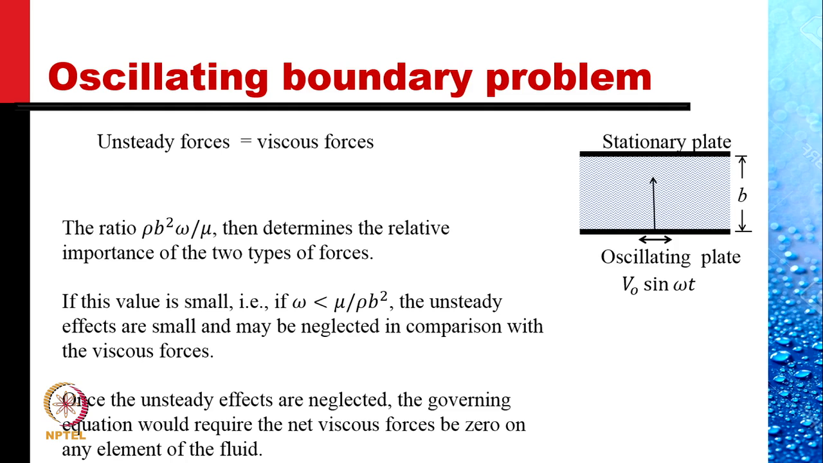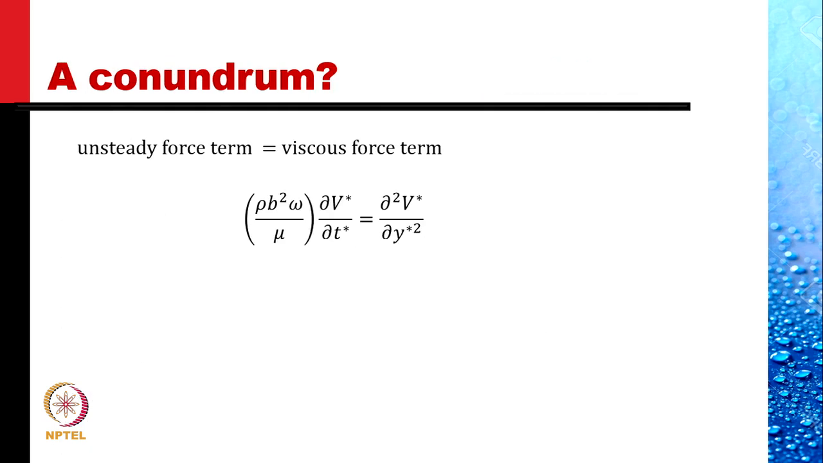element of the fluid. Now, what's going on? I think there's something funny. We claim that the unsteady force term must be equal to the viscous force term. When we converted this into normalized variables, we get rho b square omega by mu times del v star by del t star is equal to del square v star by del y star square.